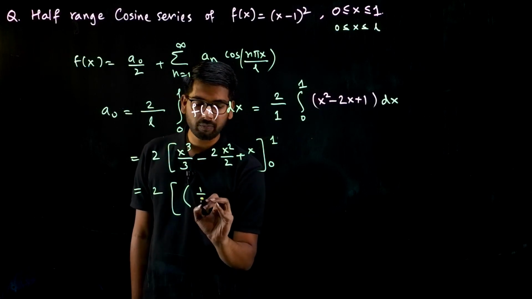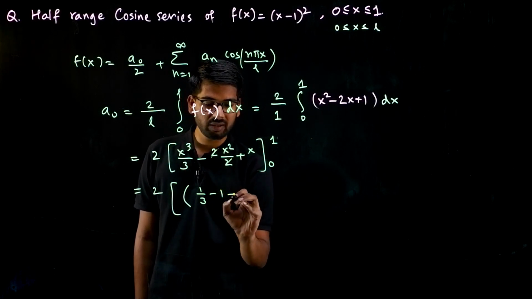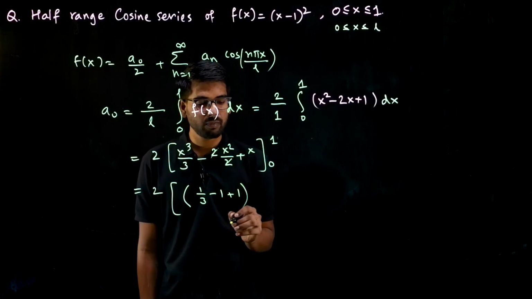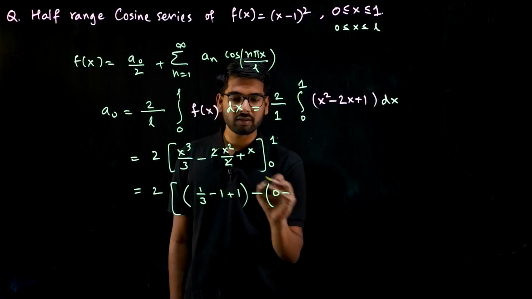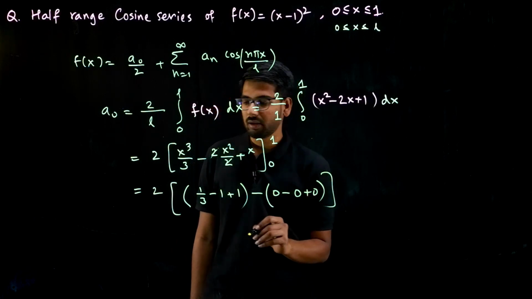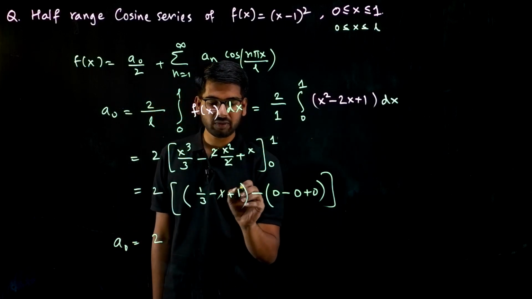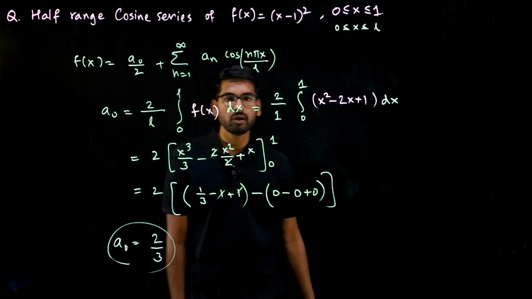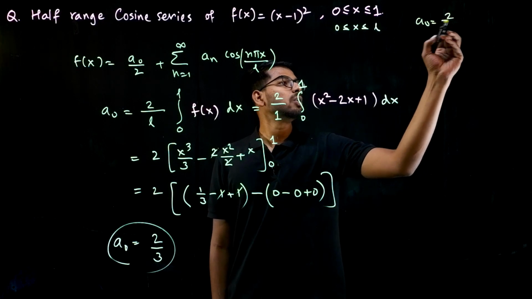1 cube is 1 by 3 minus 2, and the 2 get cancelled, so 1 square is 1, plus 1 in place of x, you have to write 1, minus substitute lower limit: 0 cube is 0, minus 0 square is 0, plus 0. So we will get a0 as 2 into, minus 1 plus 1 get cancelled, 2 by 3. So a0 value is 2 by 3. So I will write it here: a0 is equal to 2 by 3.